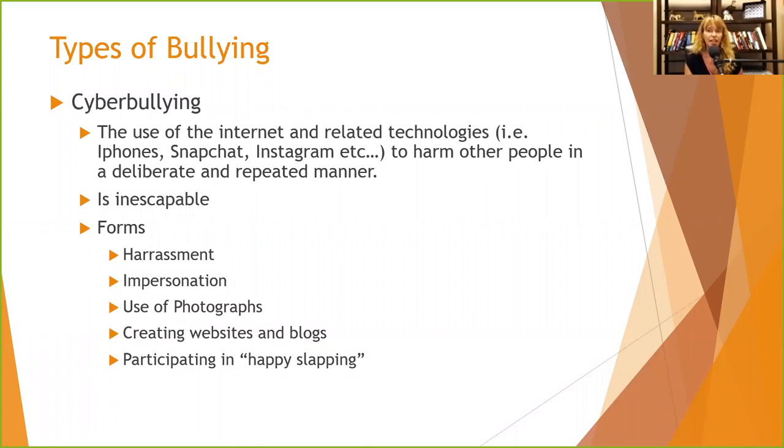Cyberbullying is the use of the internet and related technologies like iPhone, Snapchat, Instagram, the list goes on, to harm other people in a deliberate and repeated manner. Unfortunately, with cyberbullying, it seems inescapable, because even if you're not there, cyberbullying can be going on throughout the World Wide Web. People can be posting unflattering pictures of you, like somebody picking their nose, and then hashtag or tag you in it. And that happens without you even being there. It's kind of like talking behind your back used to be, but times 1,000. So it's very distressing for a lot of people.